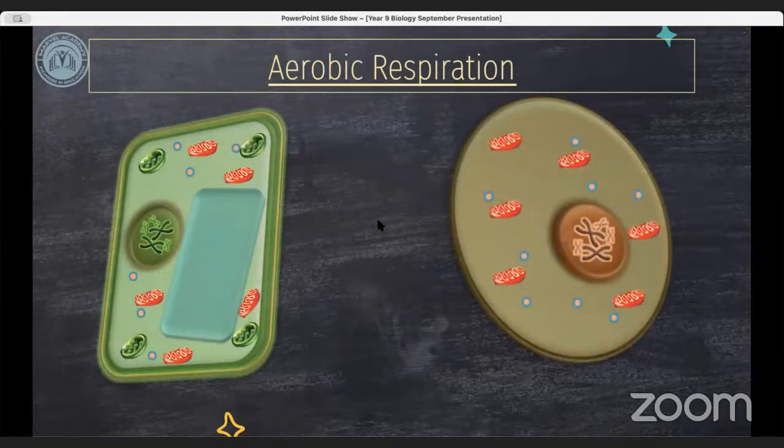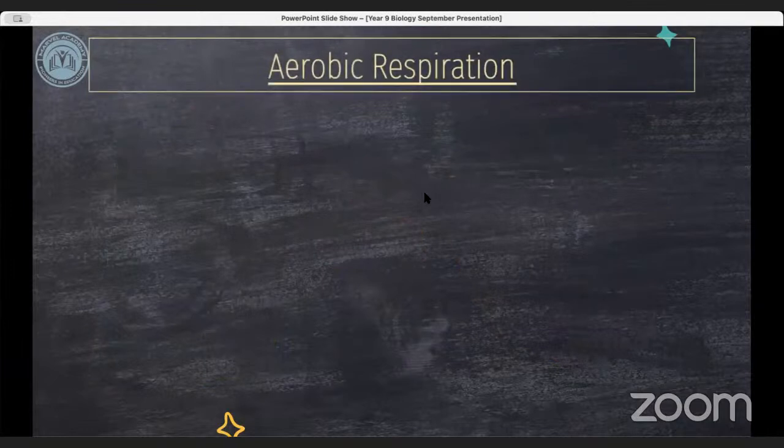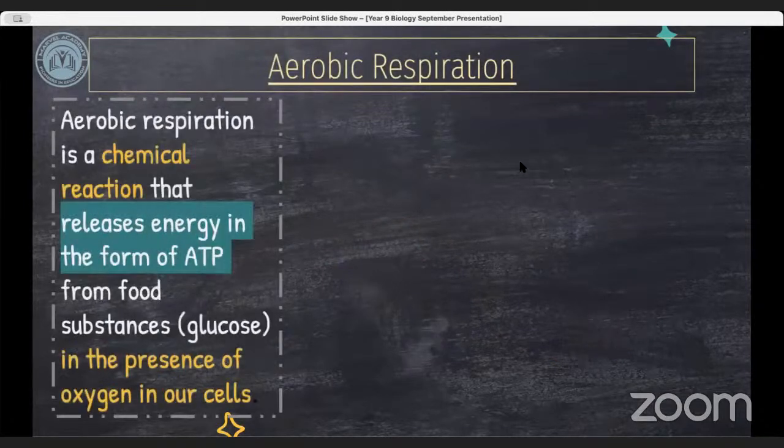Now, children, let's try to understand what this aerobic respiration means. So the location, by now you know the location is where? The mitochondria, right? Because mitochondria is the energy powerhouse. We already learned about that, right? So let's try to now focus ourselves on this respiration in detail.